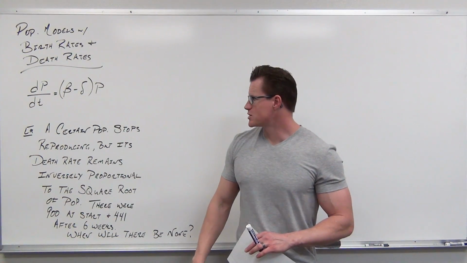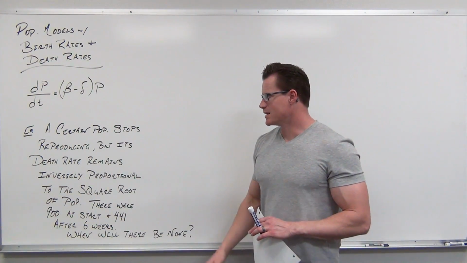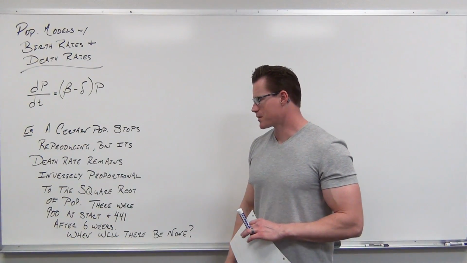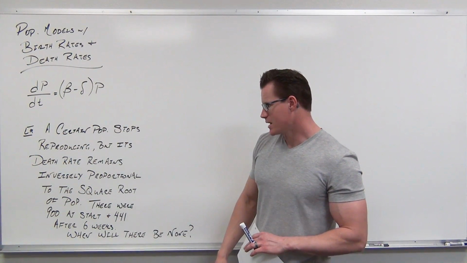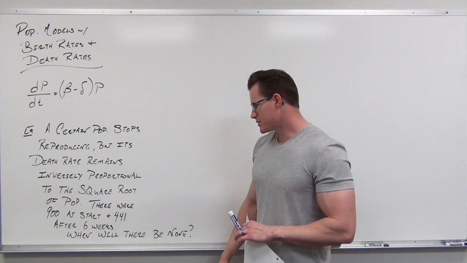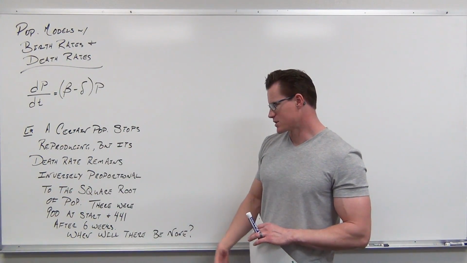So a certain population stops reproducing, but its death rate remains inversely proportional to the square root of the population. Already that's a lot of words. There were 900, whatever these things are, at the start of our time period, and 441 after 6 weeks.